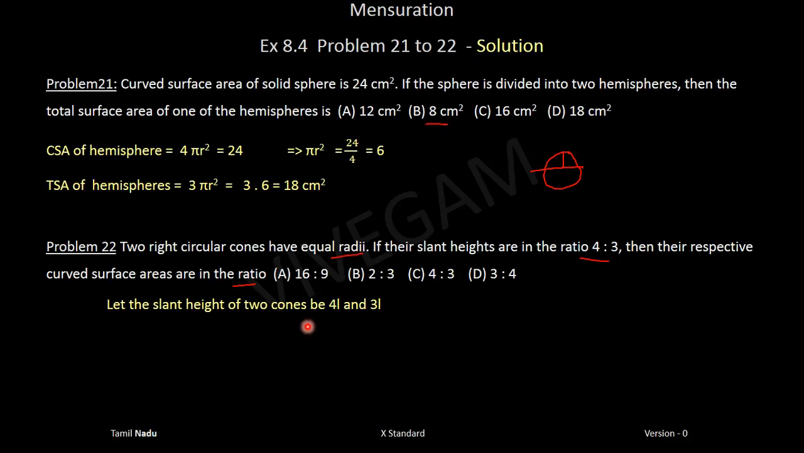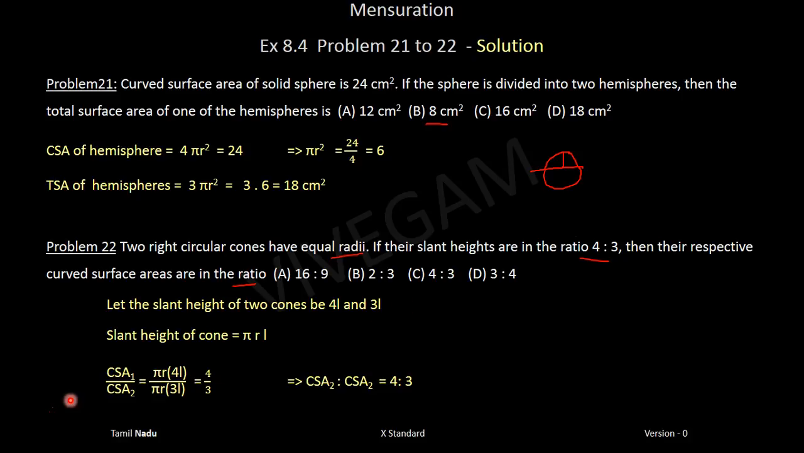Let the slant heights of the two cones be 4l and 3l, and r be the radius. Curved surface area of the cone is pi r l. So CSA, curved surface area of the first cone divided by curved surface area of the second cone, will be pi r into the slant height of the first cone. Slant height of the first cone is 4l. Divided by the curved surface area of the second cone, pi r into l, where l is the slant height of the second cone, which is 3l.